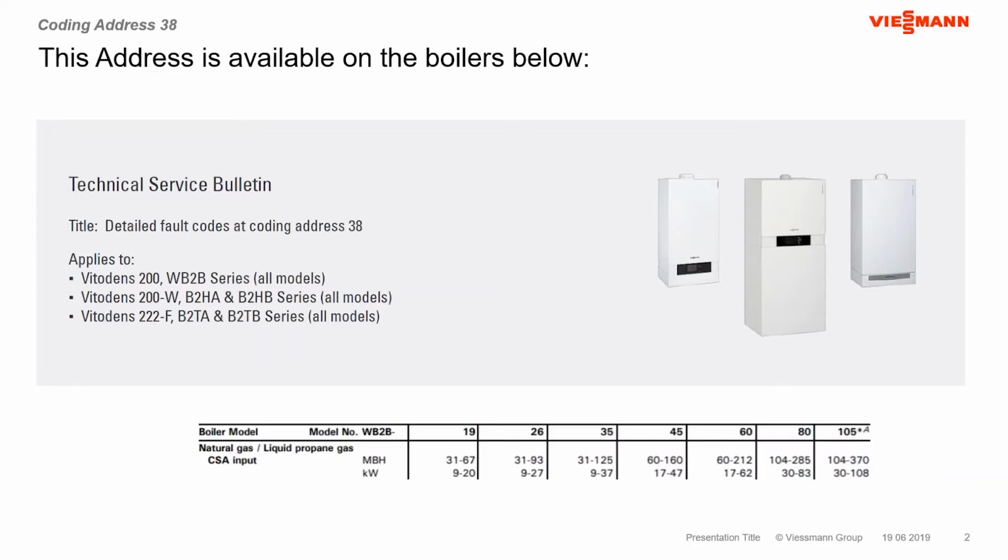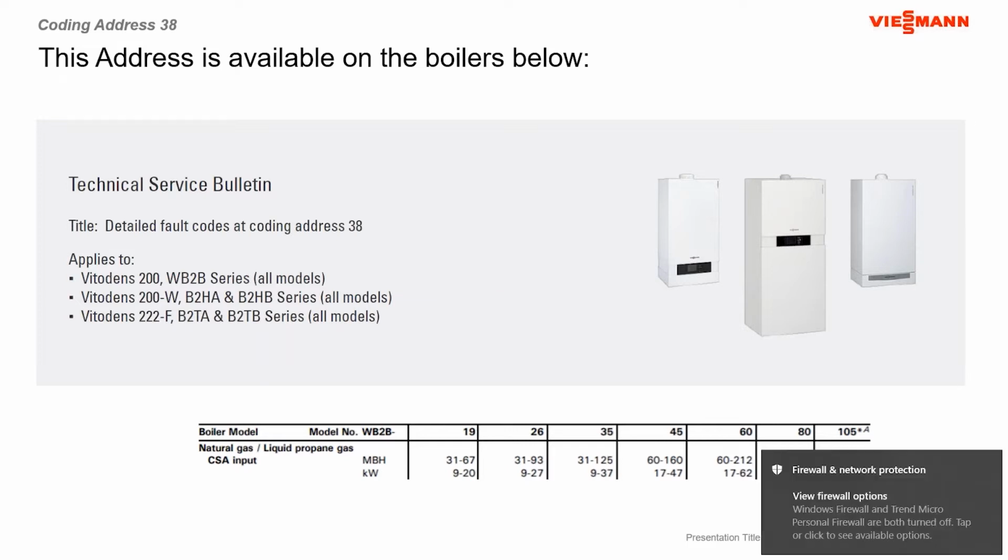And then we're going back with the WB2B as well. So the guy on the right-hand side, that little picture, is of the WB2B generation. That was the previous Viessmann 200 to the current products that we're selling in the B2HA and B2HB. But not every particular value in coding address 38 is going to be applicable to the WB2B. I will detail which of these values are specific to different boilers as we move through here. You may not understand that now. You will have a very good understanding when we finish this little presentation.